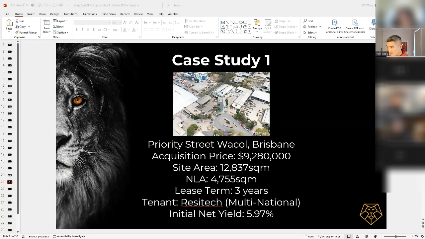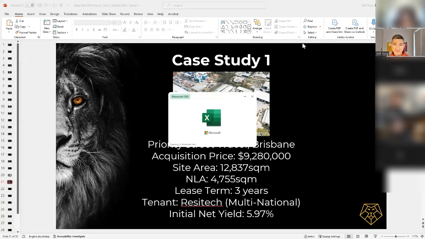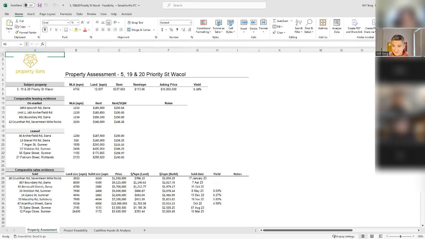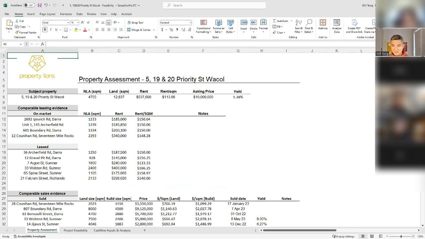So let me see if I can find this. Sorry, guys, I had it saved somewhere. And I want to run through the numbers with you guys right now, so you guys understand how we analyzed and how we packaged this deal together. Okay, so can everyone see the spreadsheet? Yep. Okay.